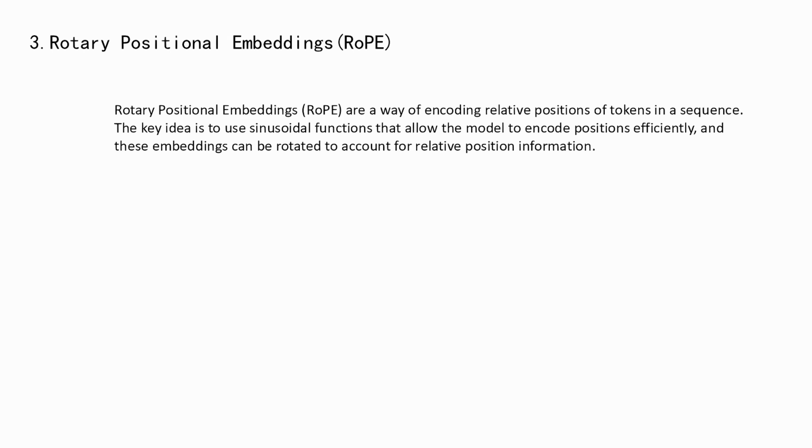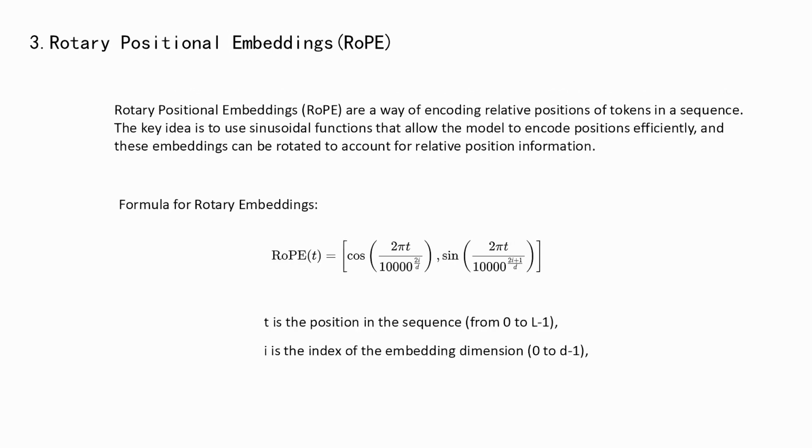Rotary Positional Embeddings. Rotary positional embeddings are a way of encoding relative positions of tokens in a sequence. The key idea is to use sinusoidal functions that allow the model to encode positions efficiently, and these embeddings can be rotated to account for relative position information. Formula for rotary embeddings. Given a sequence length L and an embedding dimension D, the rotary position embeddings are constructed by t is the position in the sequence, i is the index of the embedding dimension. The frequency decays exponentially with the dimension.